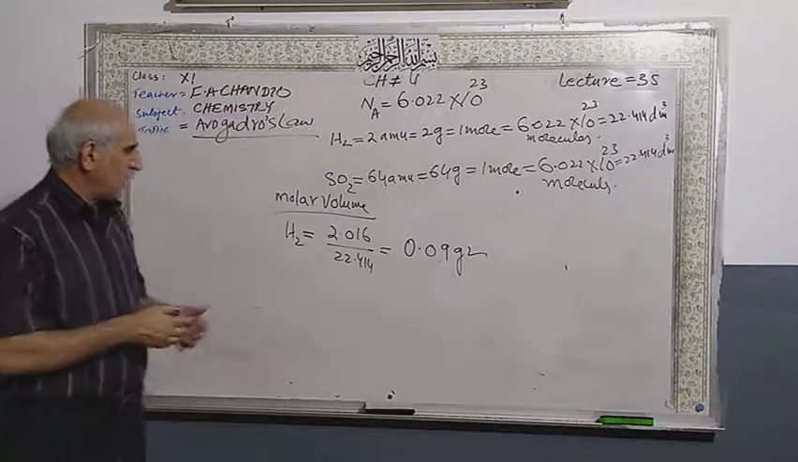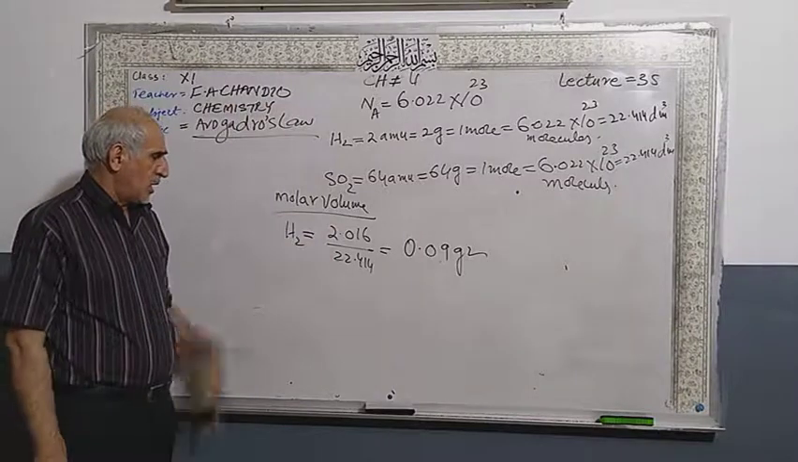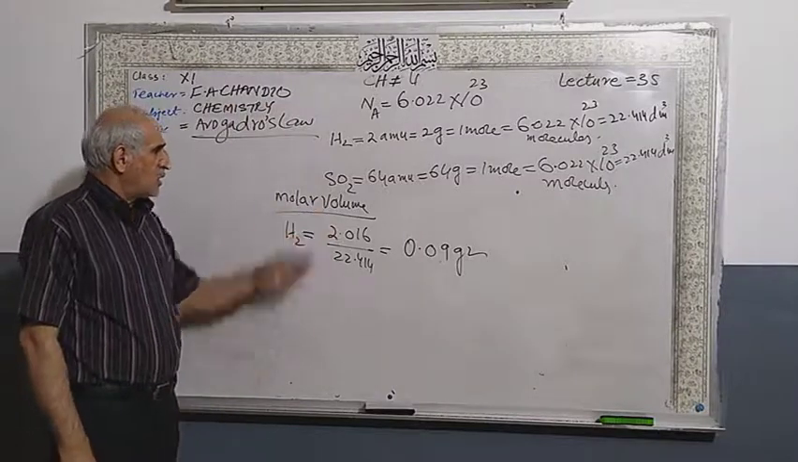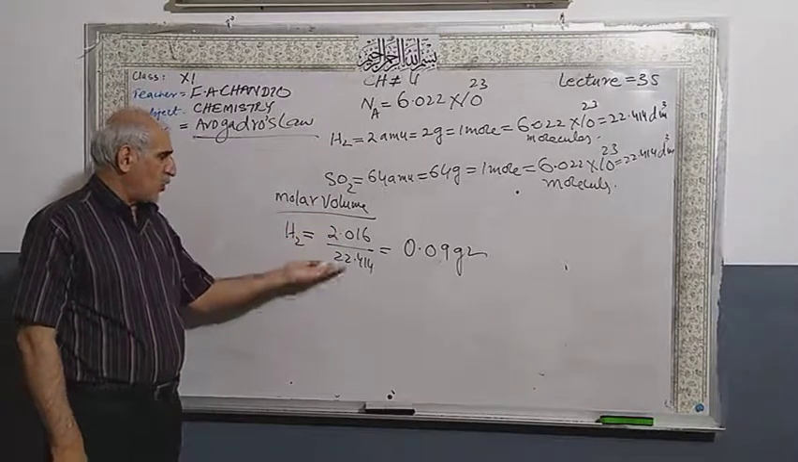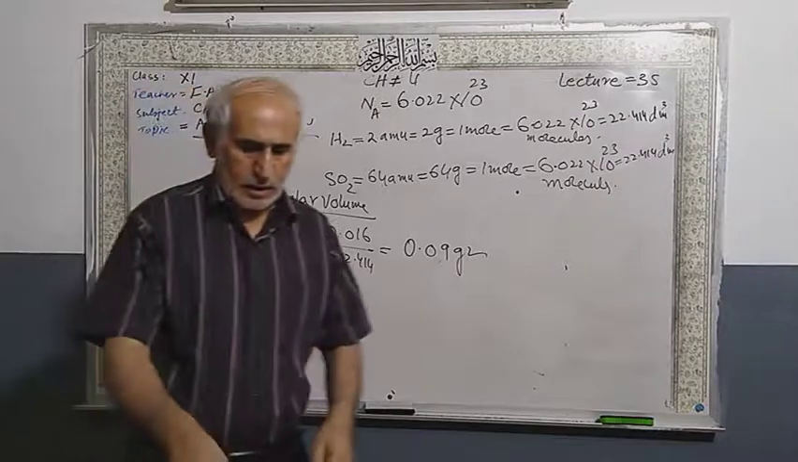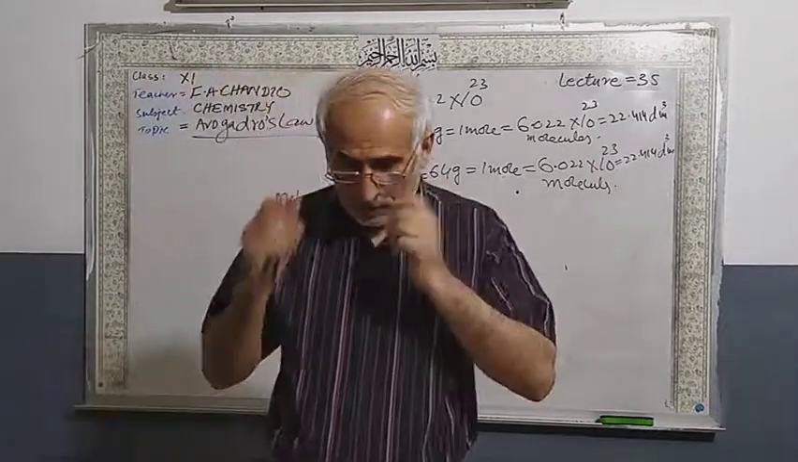If you have oxygen, then 32 divided by this. If there is sulfur, you have sulfur dioxide, 64 divided by this. If you have helium gas, 4 divided by this. So every gas has a different mass.